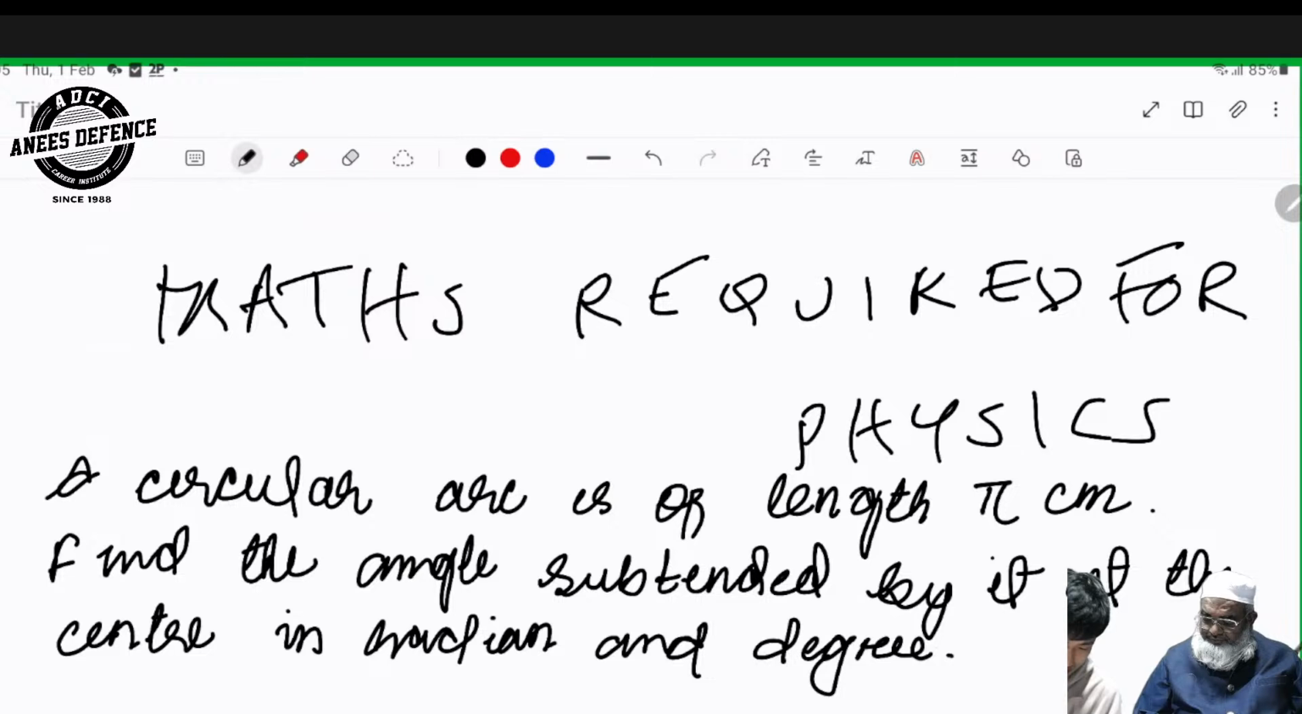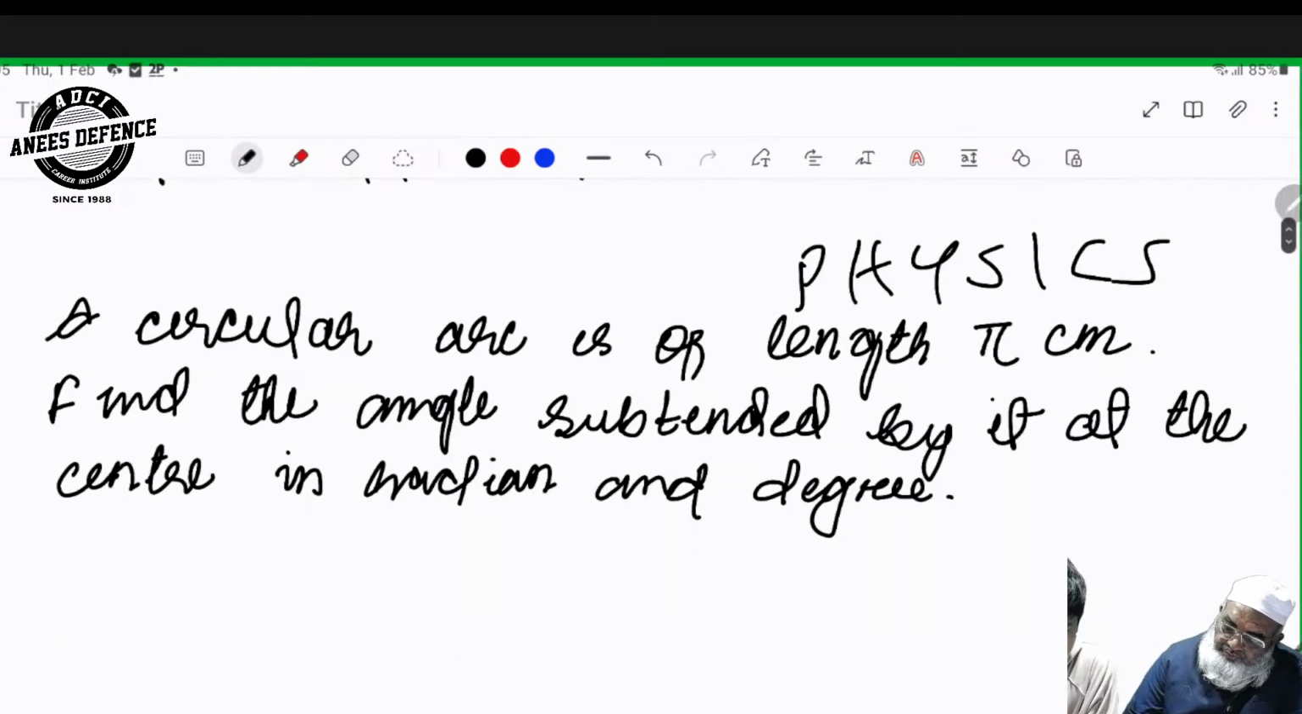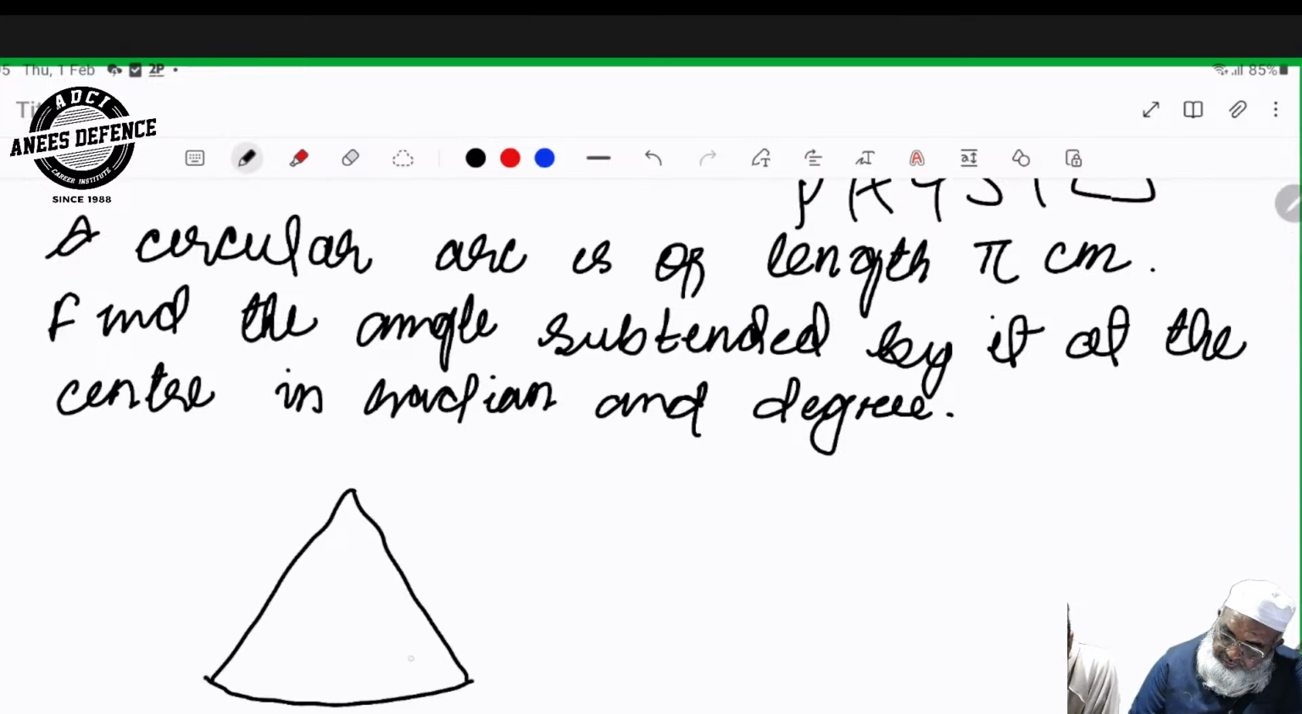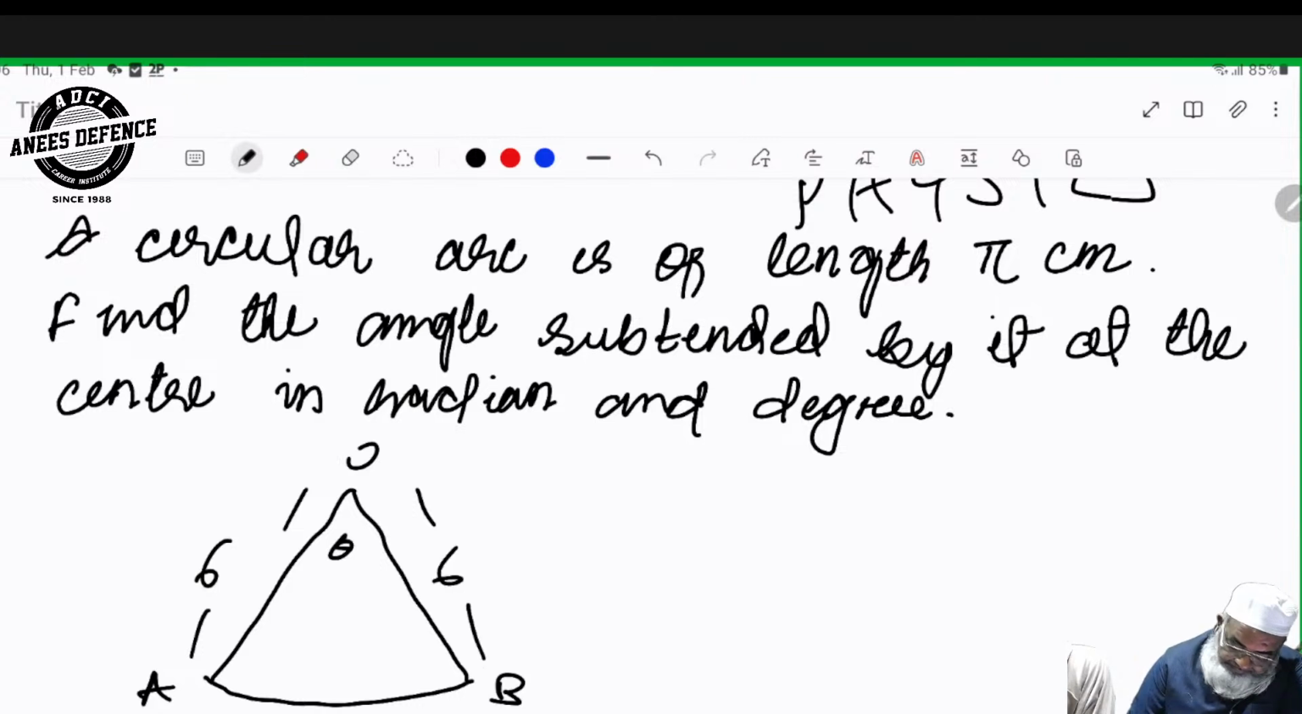So how will you do the sum? The circular arc is of length pi centimeter. So this is arc. This is circular arc. And this length is pi centimeter. And then the angle subtended by this angle theta. This they have given 6. They want to find theta.